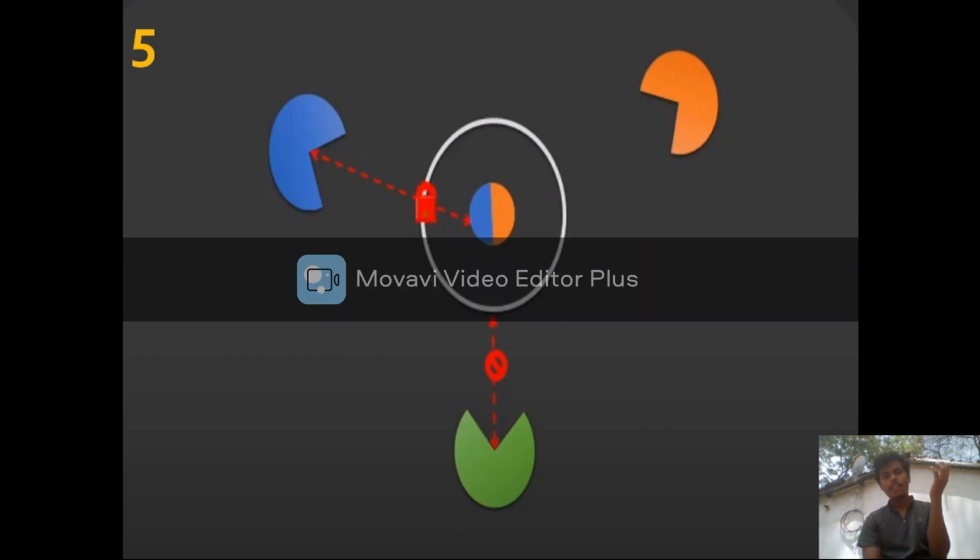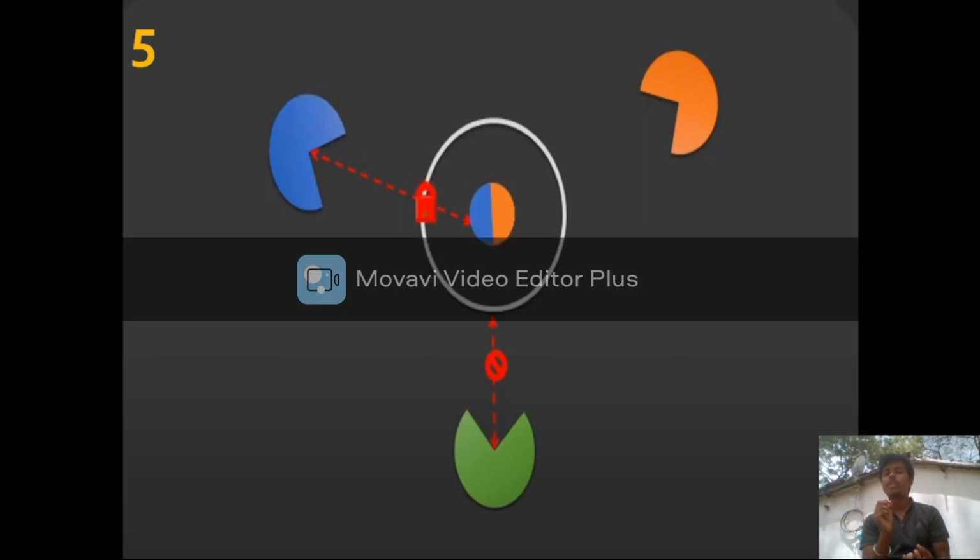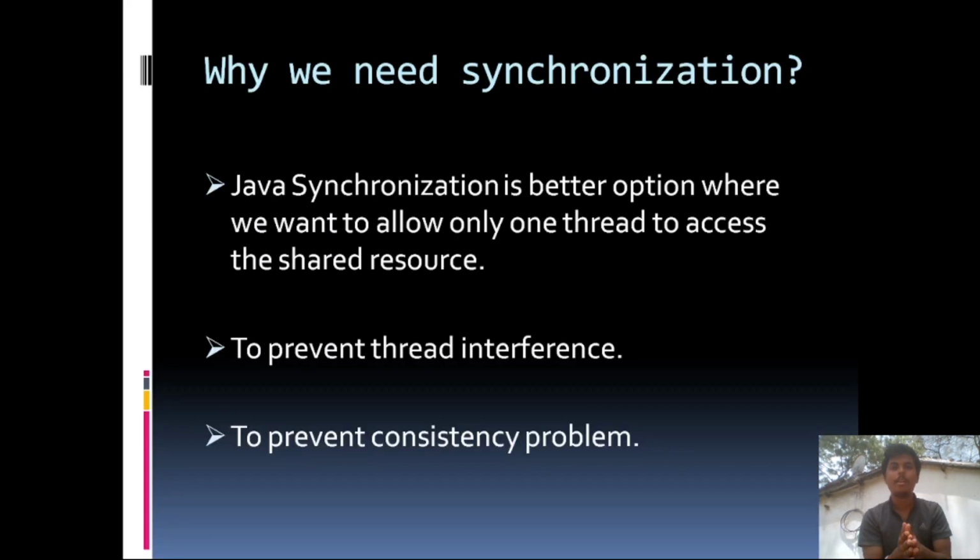After blue finishes executing on the resource, it releases the lock and then green captures the lock and starts execution. That means the bodyguard protects the resource from multiple thread access. The bodyguard does not allow multiple threads to access the same resource. It allows only one thread to access the resource at a time. Remember the point, guys, a single thread at a time. At the same time, only one thread can access the resource. Understand better? So the next question is why we need synchronization.